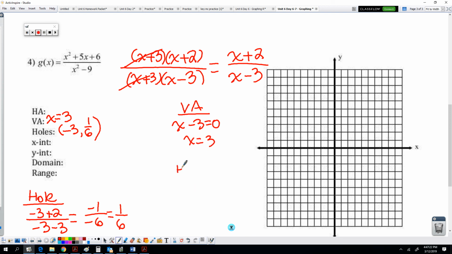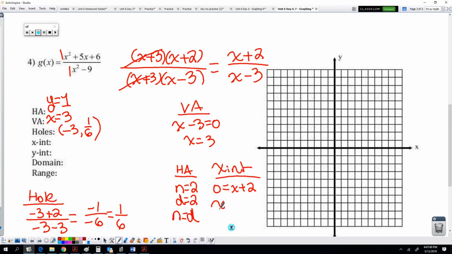To get my HA, we know the degree on my top is 2 and the degree of the bottom is 2. Since n is equal to d, you just take the ratio of the leading coefficients, 1 divided by 1, so your y is equal to 1. To figure out your x-intercept, you're going to set your top equal to 0 and solve for x. So it's (negative 2, 0). To get your y-intercept, all you're going to do is plug in 0 for x. So you get 2 over negative 3.